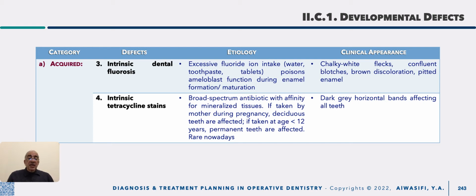It appears as dark gray horizontal bands affecting all teeth. The degree of darkness and the width of the bands is affected by the time and the dosage of tetracycline intake.